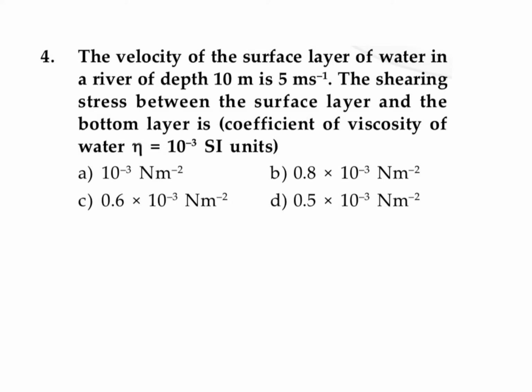The velocity of the surface layer of water in a river of depth 10 meter is 5 meter per second. The shear stress between the surface layer and the bottom layer is to be found; the coefficient of viscosity is given. So according to the equation for viscous force, we can write F is equal to eta into A into dV divided by dx.